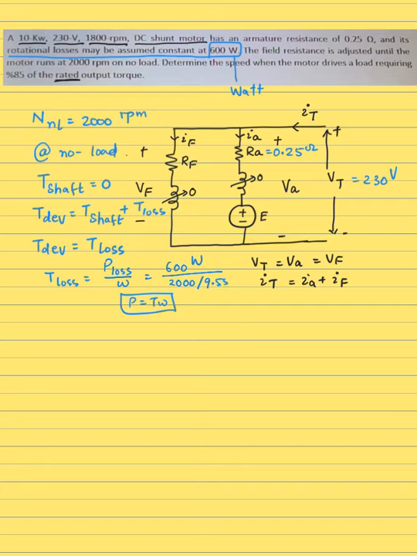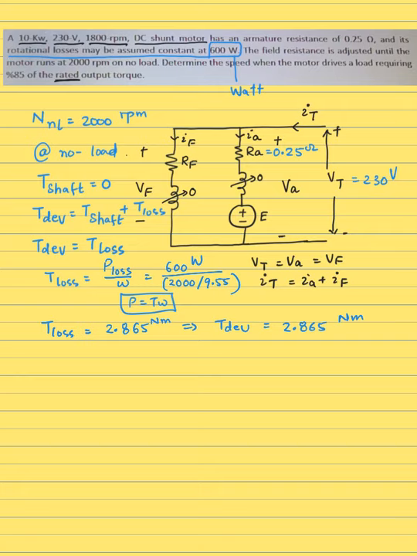Okay, converted to, of course, radians per second. So T loss has a constant number, and it says constant rotational losses may be assumed constant for different speeds even. Okay, so this gives you the loss torque as 2.865 Newton meters. So that gives you the developed torque as 2.865 Newton meters too, because the shaft torque is 0.